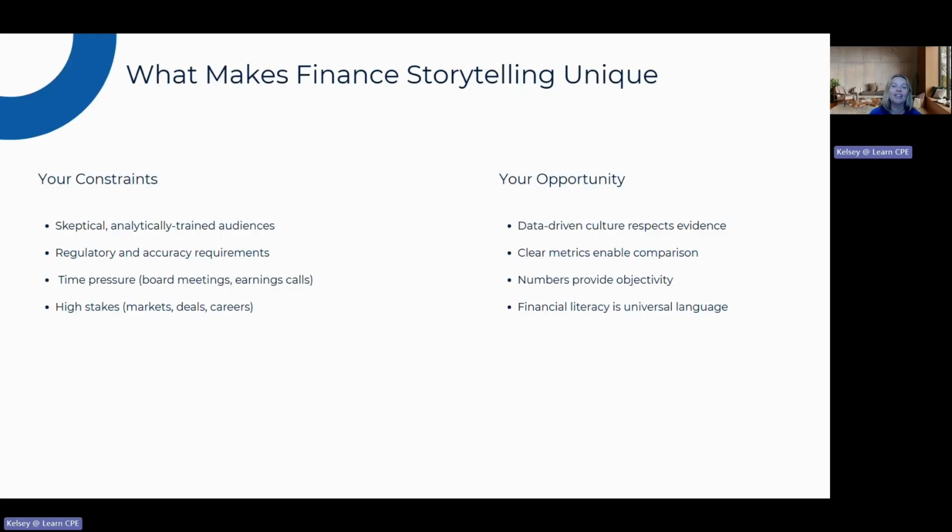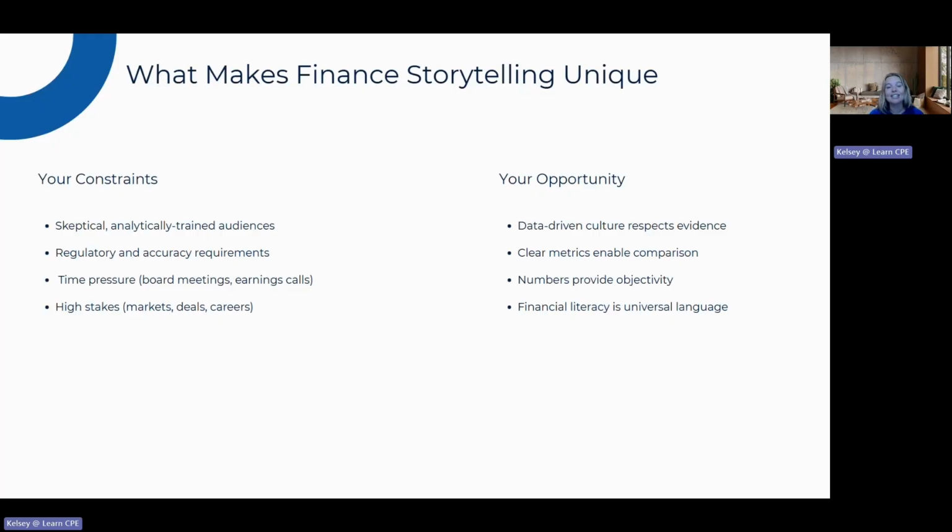Your other constraint is regulatory and accuracy requirements. That's really going to limit your creative liberty. Depending on what industry you're in, how big your company is, things like that, you might have different regulatory requirements, but at the end of the day, finance has many more accuracy requirements than maybe marketing or sales. You're probably always going to be under some type of time pressure, even in the most well-managed organization. You're going to have those 15-minute board presentations or a 60-minute earnings call, or maybe your C-suite can only give you 5 minutes and you gotta get a whole bunch of stuff out. And fourth, it's a high stakes department. Finance is everything, and your communication can move markets, it can kill deals, it impacts careers.